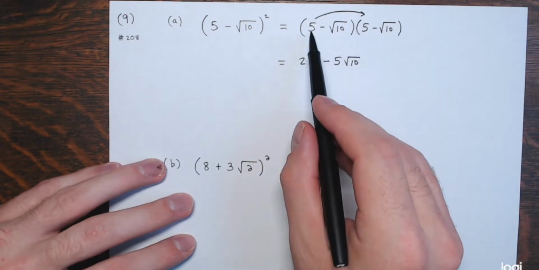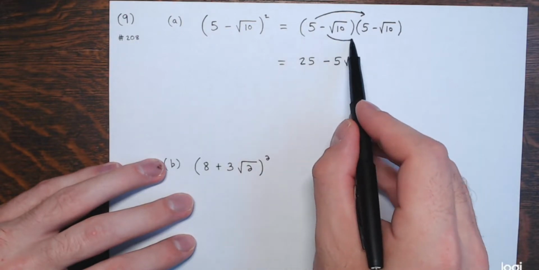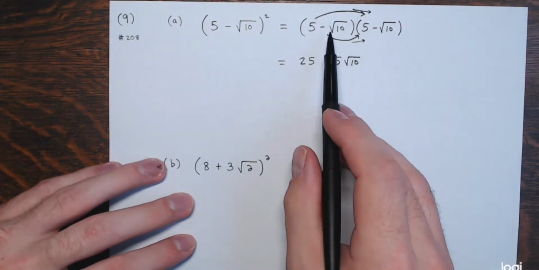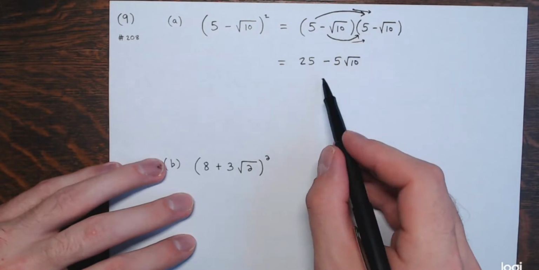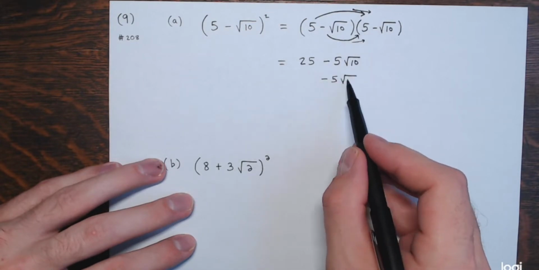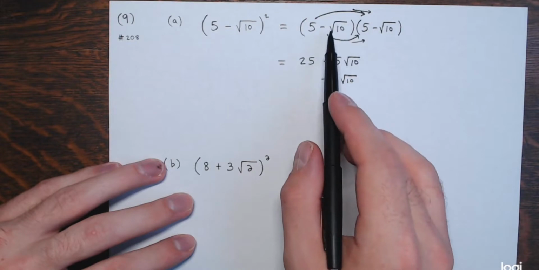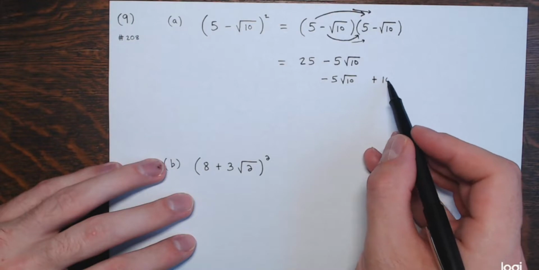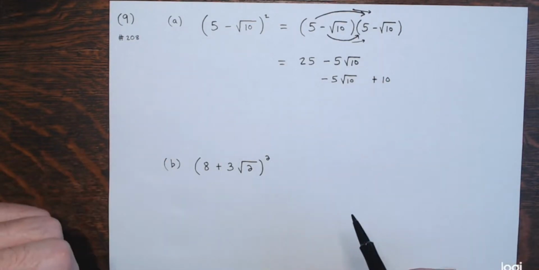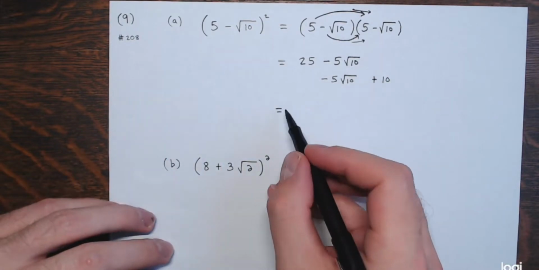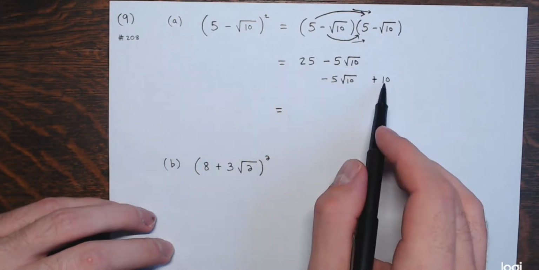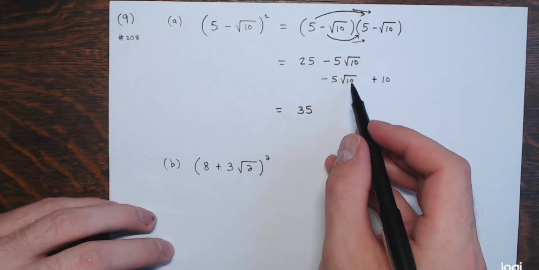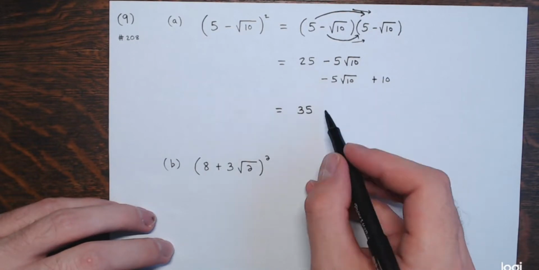Alright, now I'm done with the 5. Move over to the negative square root of 10 and distribute that, right? I guess I put 2 arrows there. Negative square root of 10 times 5 is exactly that, negative 5 times square root of 10. And then negative square root of 10 times negative square root of 10 would be positive 10, right? Positive square root of 100, which is 10. And then the 25 and 10 go together, that's 35. And then the two terms of the like radical go together, making minus 10 times the square root of 10.